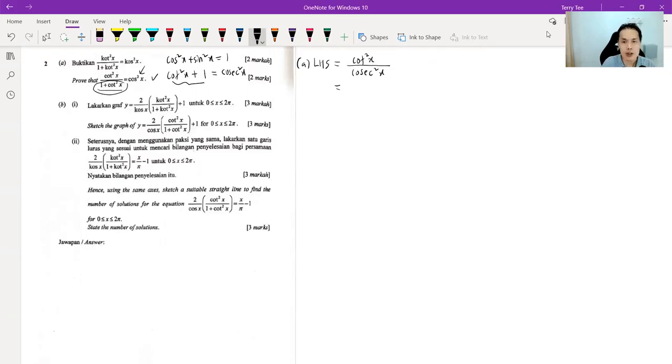So I know cotangent is cos over sine. So I can change this to cos over sine, but there's a square, so you put cos square over sine square. As for cosecant, it is 1 over sine, right? And we can cancel sine square and sine square. Now I'm left with cos square, which is the same as my right-hand side. Yeah, so it's not too difficult.